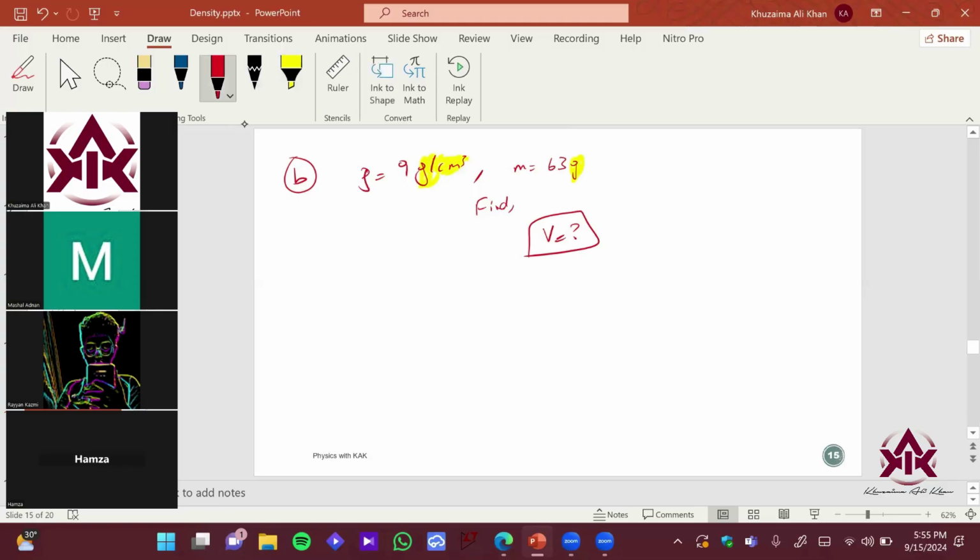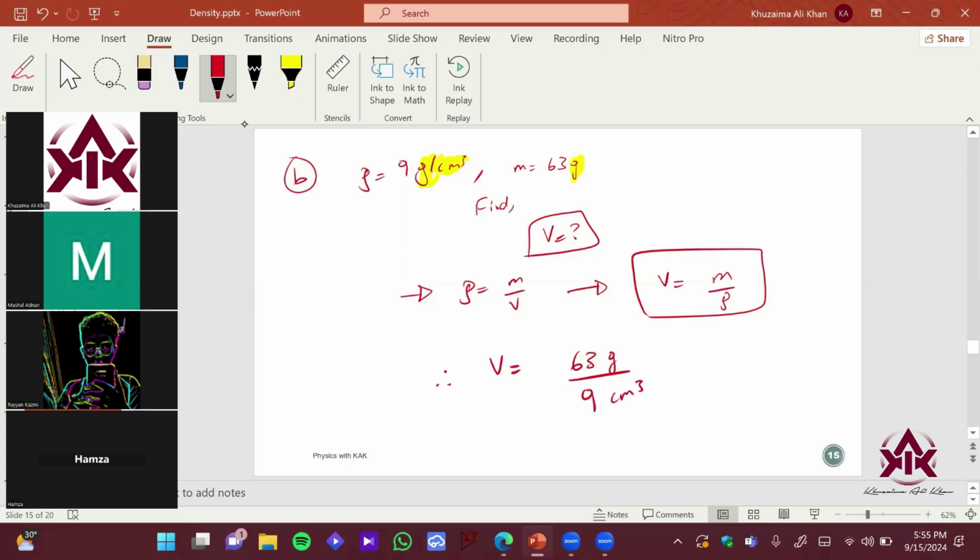Ruba just recalled the formula and put in density equals mass upon volume. How do you get volume as the subject? You just manipulate the formula, so volume is going to be mass upon density. Putting in the values, the volume is 63 grams divided by 9, which is 7 centimeter cube.